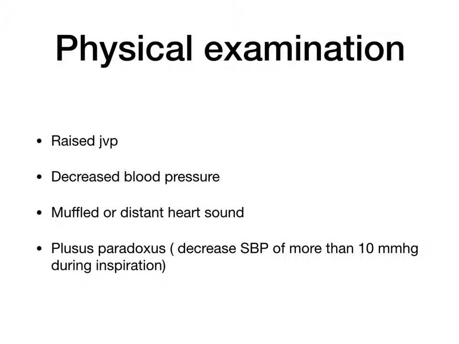Normally, during inspiration, there will be a decrease in intrathoracic pressure, which increases the venous return to the right atrium, which decreases the compliance of the left atrium because they share a common septum. It decreases the preload and hence decreases cardiac output. Normally, systolic blood pressure slightly decreases during inspiration. If it decreases more than 10 mmHg, we call that a pulsus paradoxus. Pulsus paradoxus can also be seen in constrictive pericarditis and other respiratory diseases like asthma.